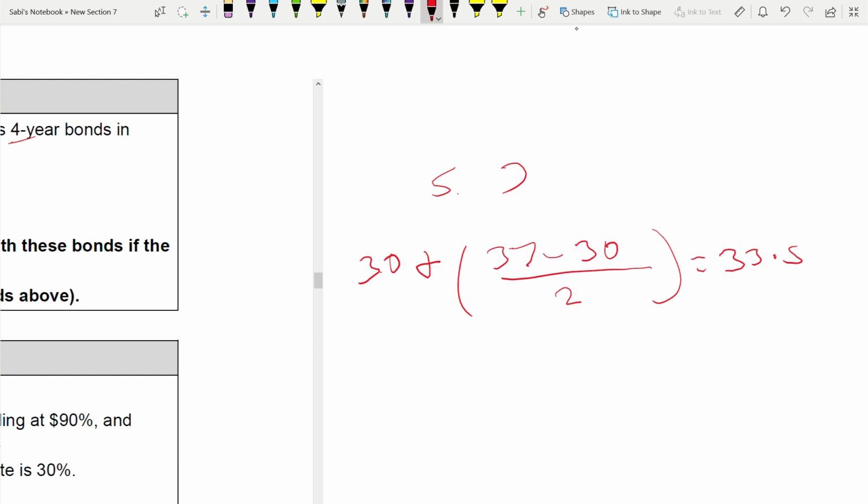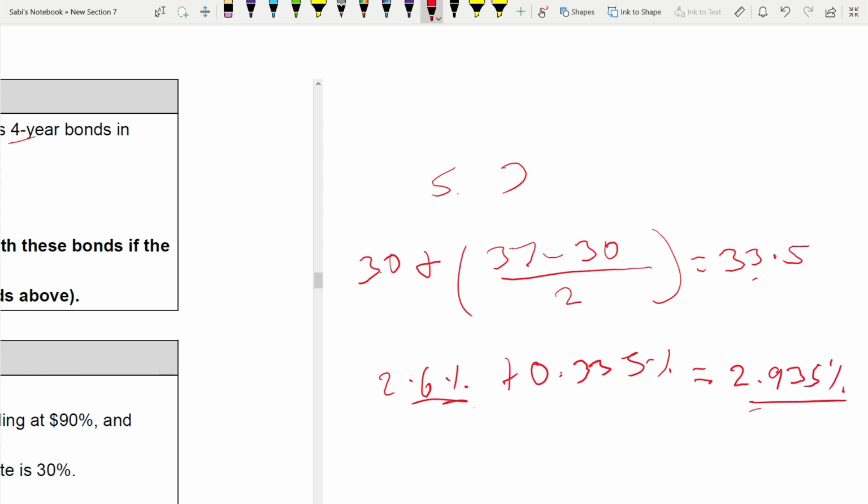Remember, this 33.5 is the basis point. Okay, you have been already given the risk-free rate, which is 2.6%. And when you have to find this 33.5, that is in terms of percentage, you have to find out, because this is percentage. You cannot come and plus 33.5 here. Okay, please don't make that mistake. So it will be 0.0335%, which will be equal to 2.935%. But this is pre-tax.